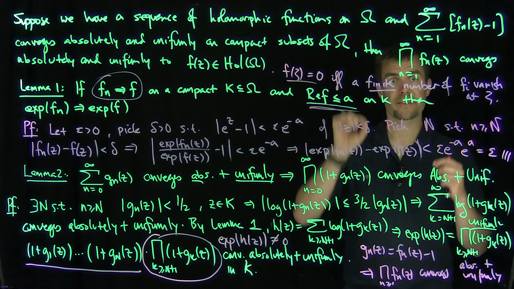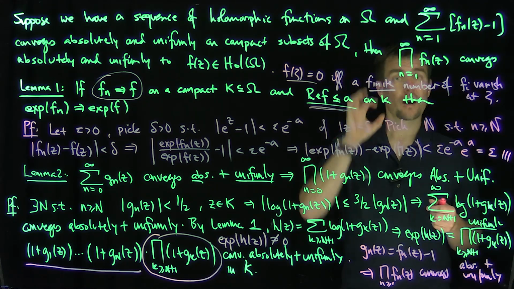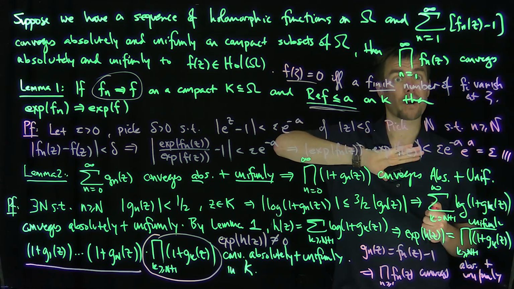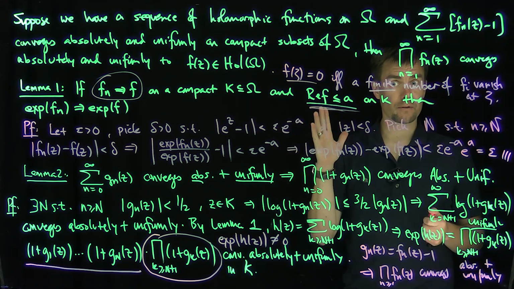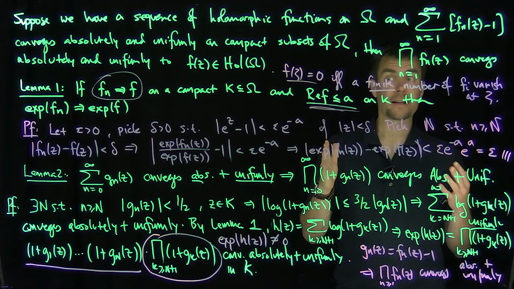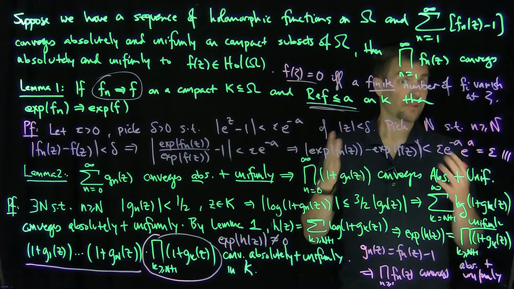And moreover, I know the structure of the zero set. The structure of the zero set is that a finite number of the factors of this product have to vanish if the whole limiting function, the whole infinite product, vanishes at that point. And we'll see in further videos how exactly you construct these functions fn in a way that gives you a canonical way of representing entire functions.